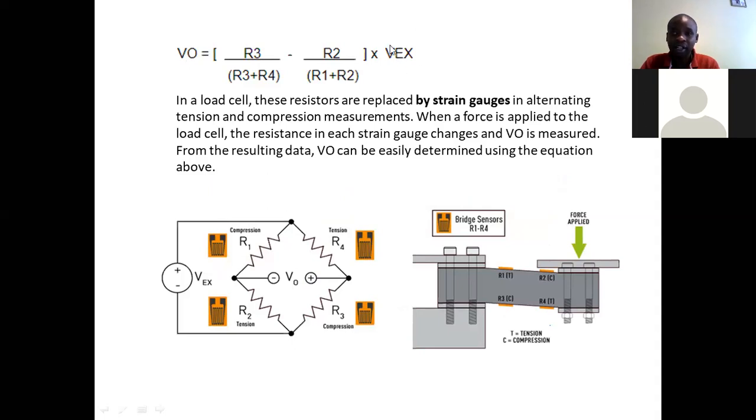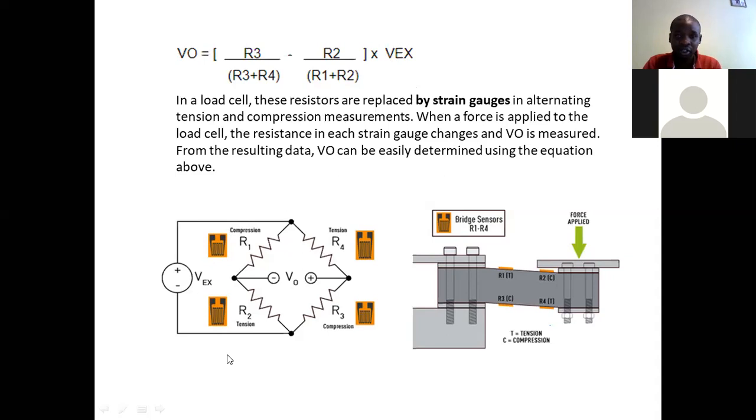Usually they have to be powered for them to be able to measure a reading. So remember, we have active transducers and passive transducers. Active transducers have to be powered externally. So in a load cell, the resistors are replaced by a strain gauge. So we have a strain gauge here. Instead of a resistor here, we have a strain gauge, which, for example, this one is under compression, and this one is under compression.